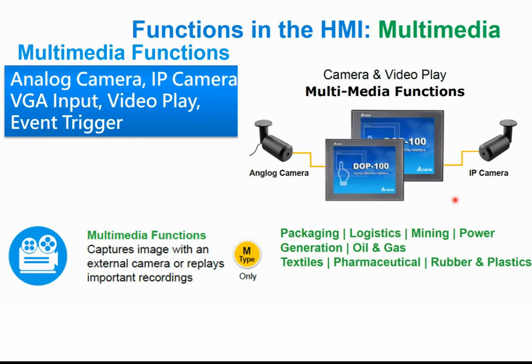This type of HMI is very useful in different applications like packaging applications, where you want to see what is happening. Logistics applications, where you want to monitor the movement in the logistics environment, in mining, power generation, oil and gas, textile, pharmaceutical, rubber, and plastic. These are applications that are very vision sensitive. You want to see what is happening. So this type of HMI, the M-type, is very useful for that kind of application.